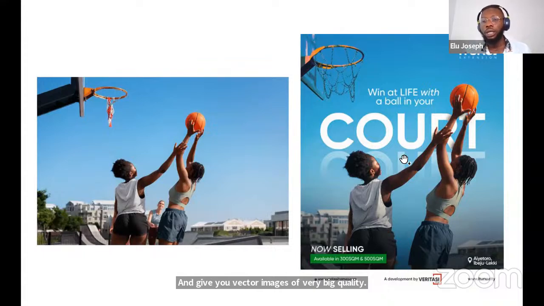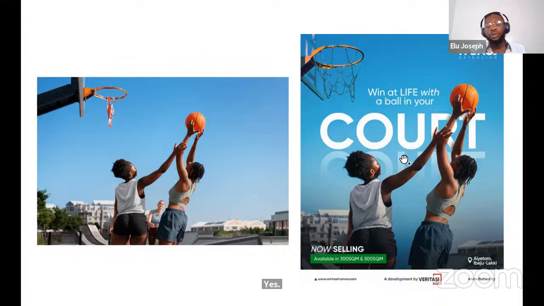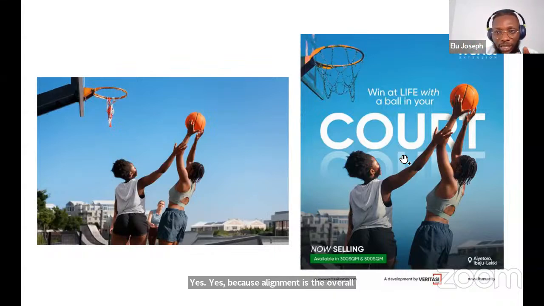Okay. Then David says, is there a clear, distinct difference between alignment and rule of thirds? Yes. Because alignment is the overall arrangement of everything on your design. But rule of thirds speaks to where you want your image to be. So it doesn't speak to alignment. Okay.